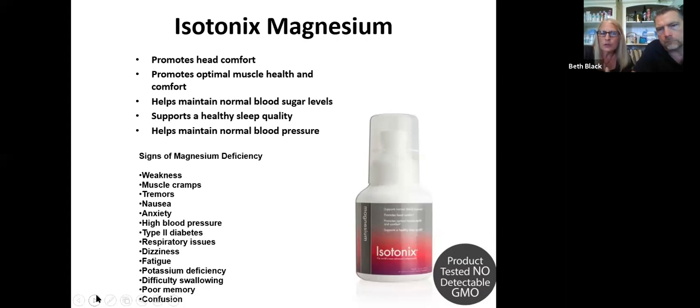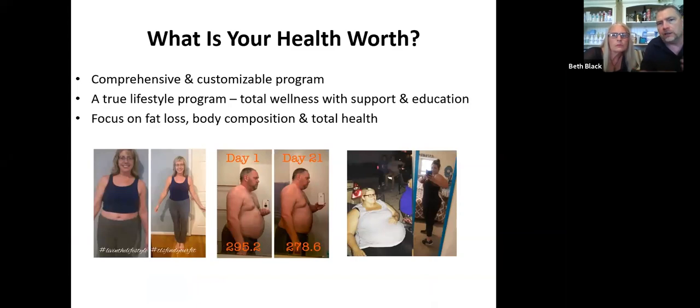So you can see all the different things up here. I don't need to go through them, but who do you know that's dealing with challenges like this and they don't know what it's related to? A lot of people are deficient in magnesium and they don't know it. And a lot of times they have these general conditions that you look to the left, like confusion and poor memory, and they chalk it up to aging, when it could be just a deficiency in magnesium.